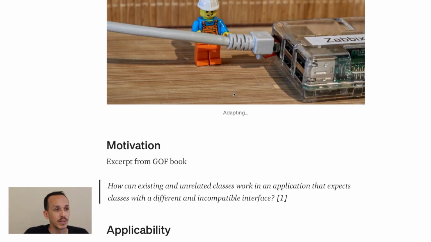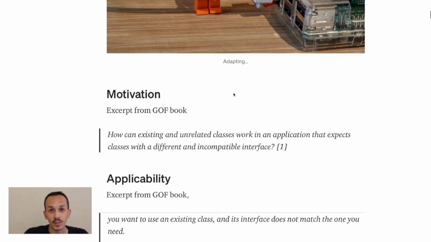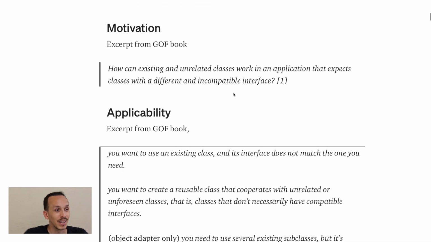Okay, this is a true story. This is based on my life. We see here the man trying to connect the network cable, but for me it was a video game. So the main reason in the Gang of Four book is how can an unrelated class work in an application that expects a class with a different and incompatible interface.